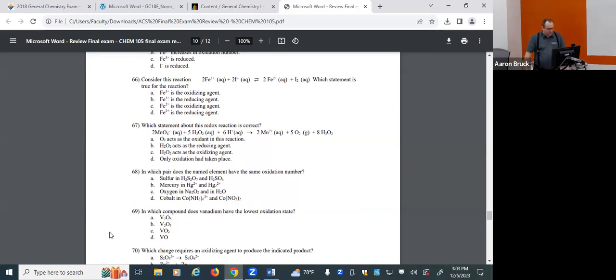All right, which statement about this redox reaction is correct? Oxygen acts as the oxidant. Peroxide acts as the reducing agent. Peroxide acts as the oxidizing agent, or only oxidation takes place.